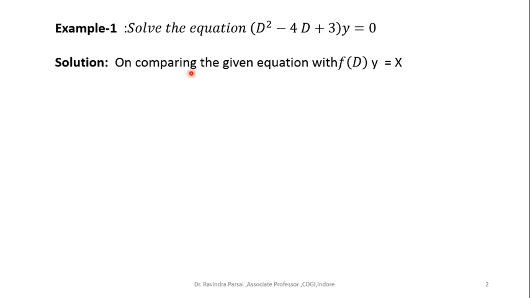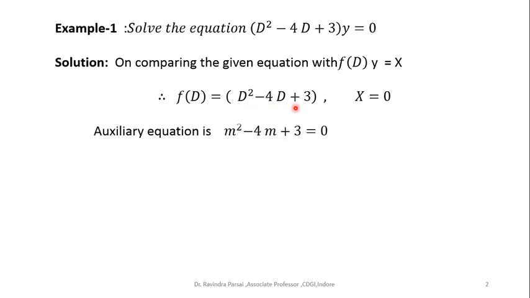First of all, whatever the question given to you, if it is of higher order with constant coefficients, compare the given equation with the standard form f(D)y = X. Then you will find the value of f(D) and capital X. So f(D) is D² - 4D + 3.